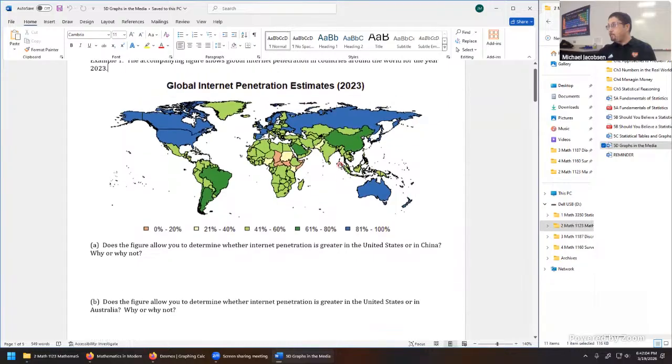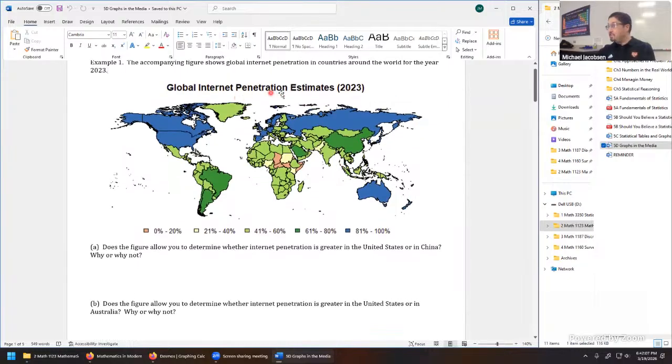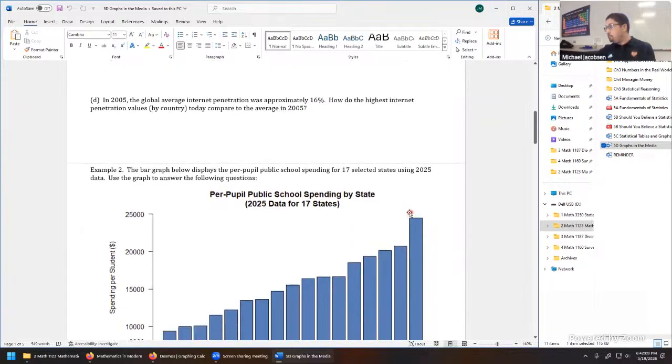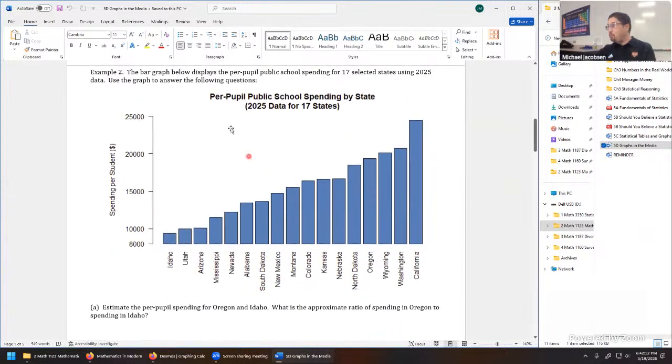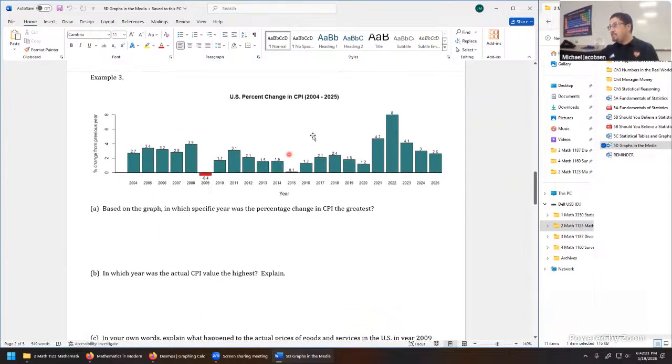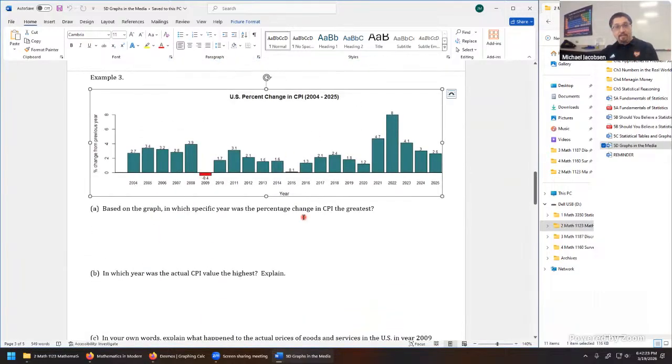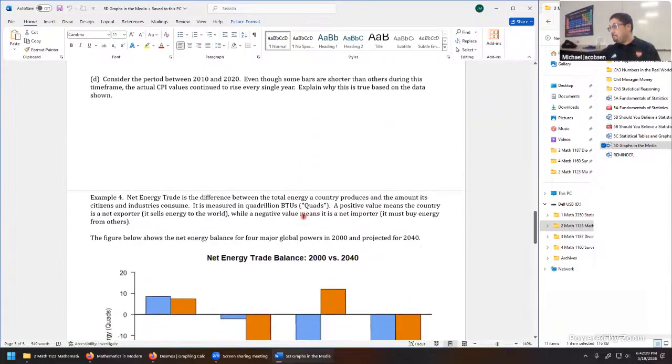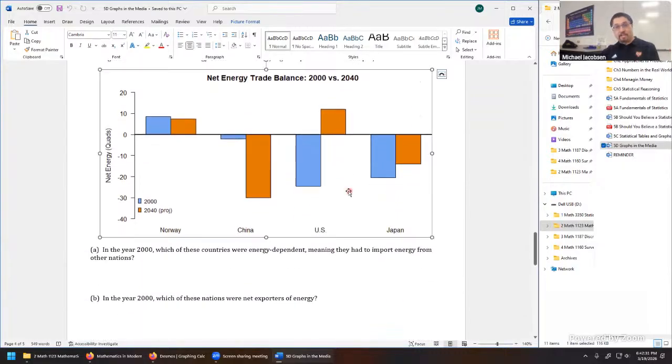So the first one looked like it was about internet penetration in 2023. Next graph is kind of an interesting one, per pupil public school spending by state. Notice the graph is interesting. It doesn't start at 0. Then we're going to look at other things. We're going to loop in the CPI table and look at percent change on a year-by-year basis. So these are interesting data. The graphs kind of get more and more complicated. We'll look at net energy balance. So there's lots of variables here, interesting units, and color coding to go along with it.